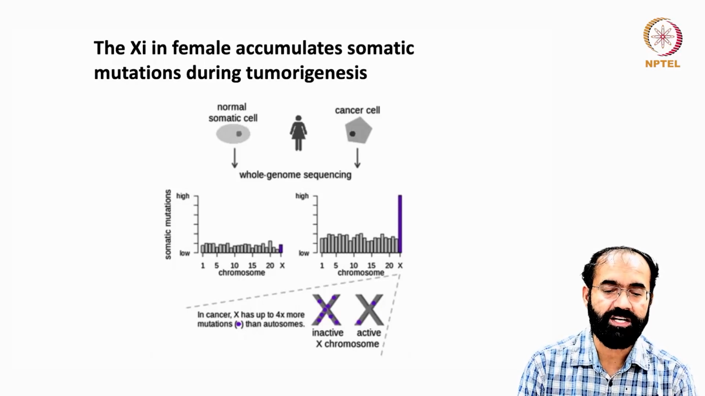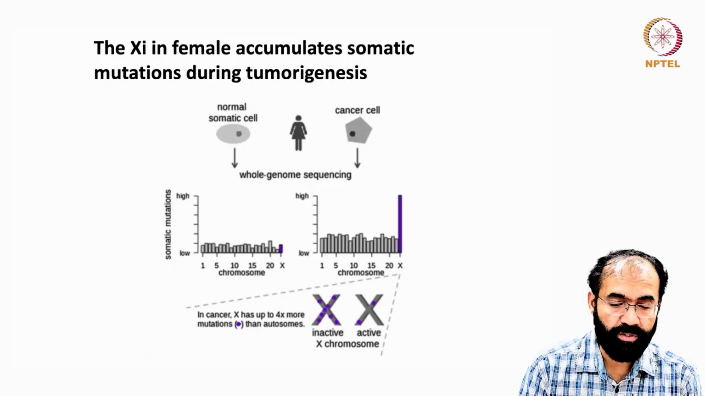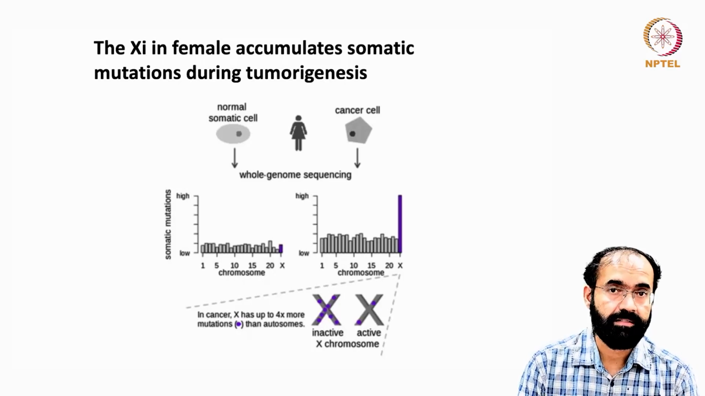So the somatic mutations across the chromosomes, starting from chromosome 1 until 20, 21, 22, and this is the 23rd in human, that is the X chromosome. So you can see here in the X chromosome there is more of the mutation. That means the X chromosome is shown in this blue color.